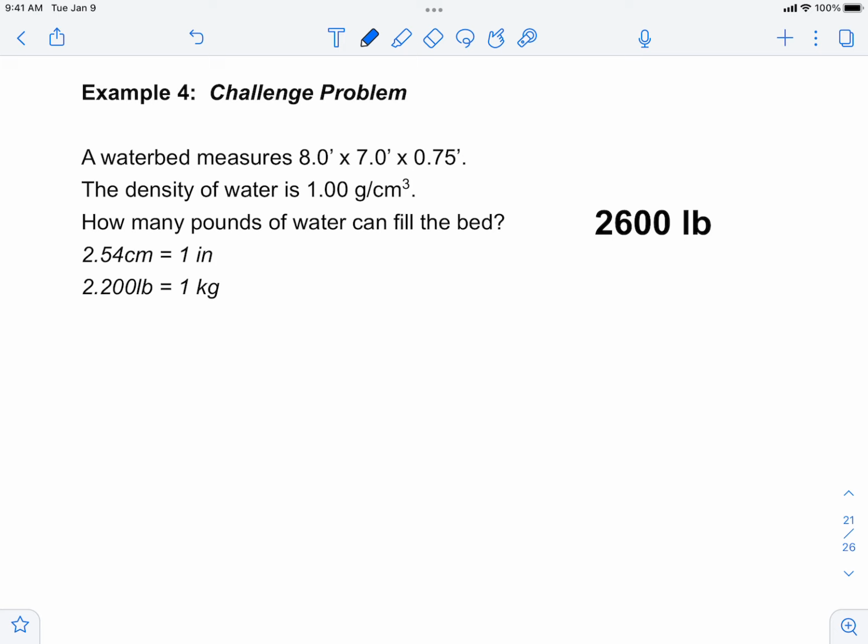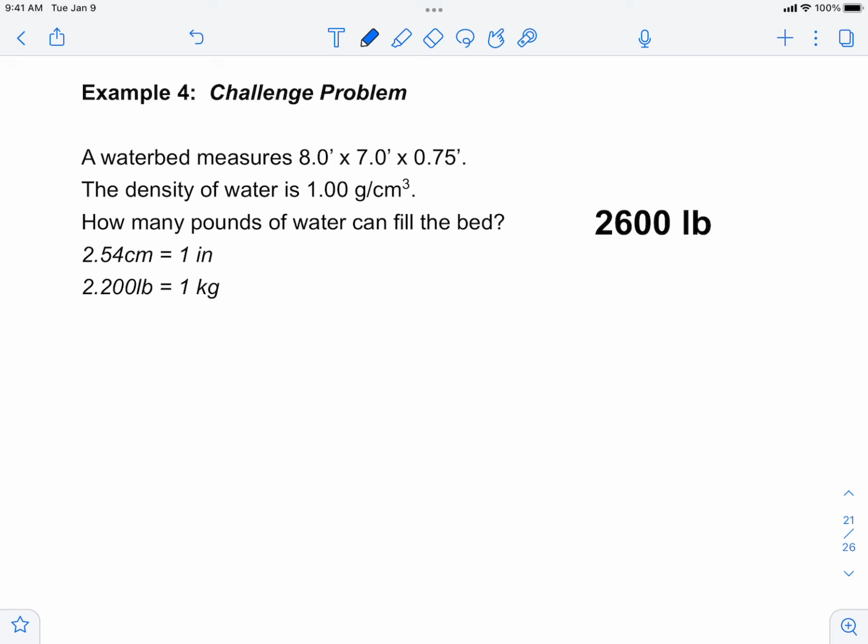Yeah, we'll do one of these, and then we'll switch gears and we'll talk about graphing. Okay. A waterbed. A waterbed is 8 feet by 7 feet by 0.75. Anybody here ever been on a waterbed?